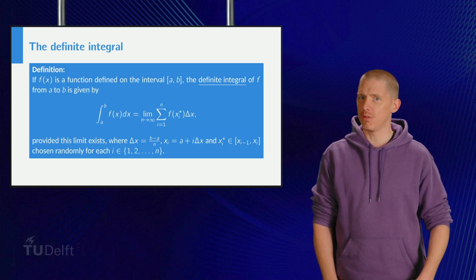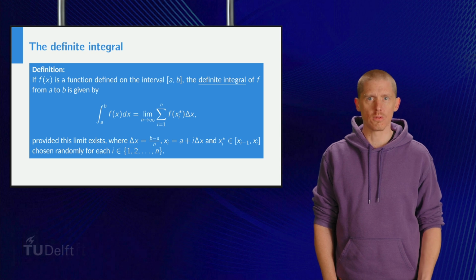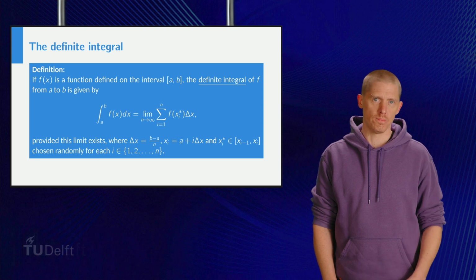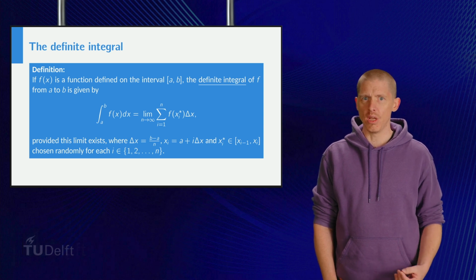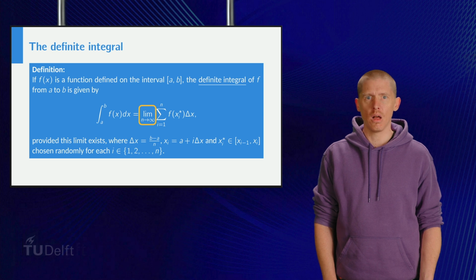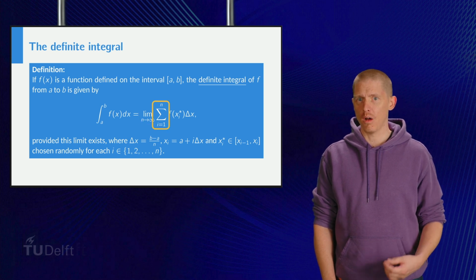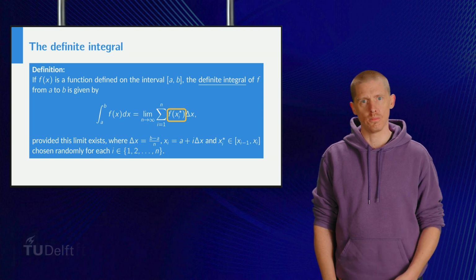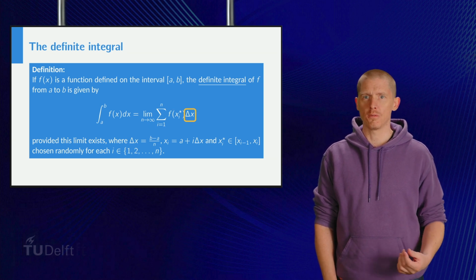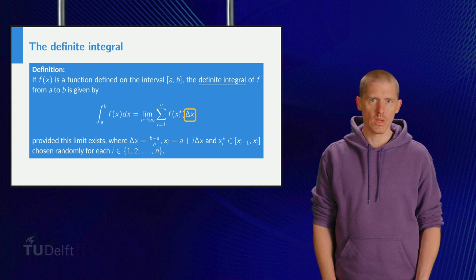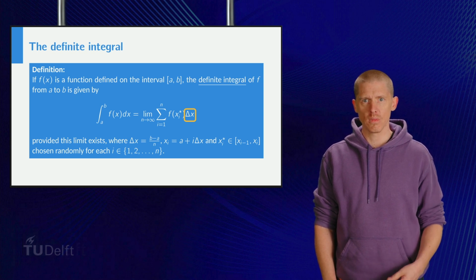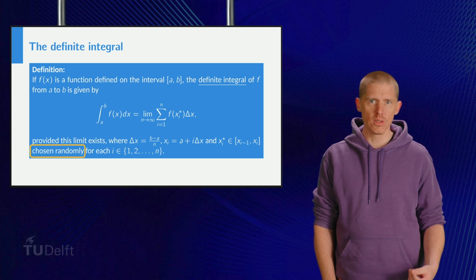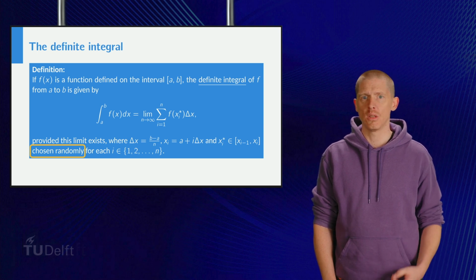Here you can see a definition of the definite integral for a function f of the variable x on the interval a to b. As you can see, the integral is the limit of a finite sum of the product of a function value and the width of an interval. Note that the function value for each interval is the function evaluated at a random location within the same interval. The part within the limit is called the Riemann sum.